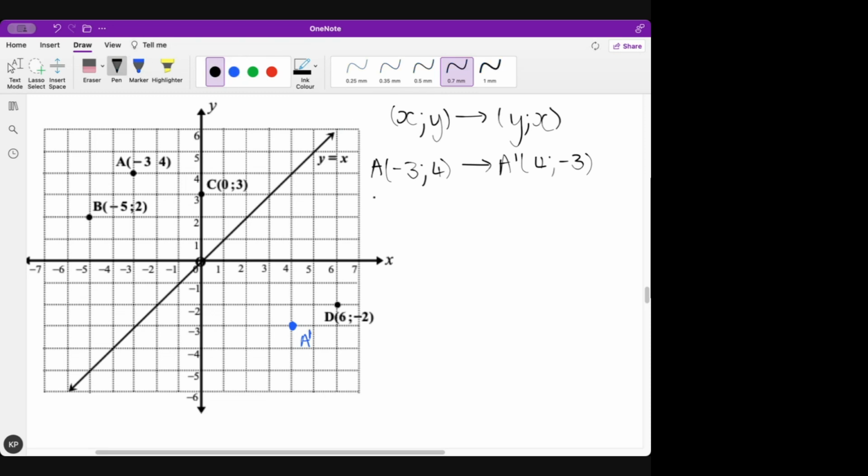Great. Point B, we're starting off at negative 5, 2. What are my new coordinates for B prime? Let's see. 2, negative 5. Nice. Which means it ends up over here. And that is your B prime.